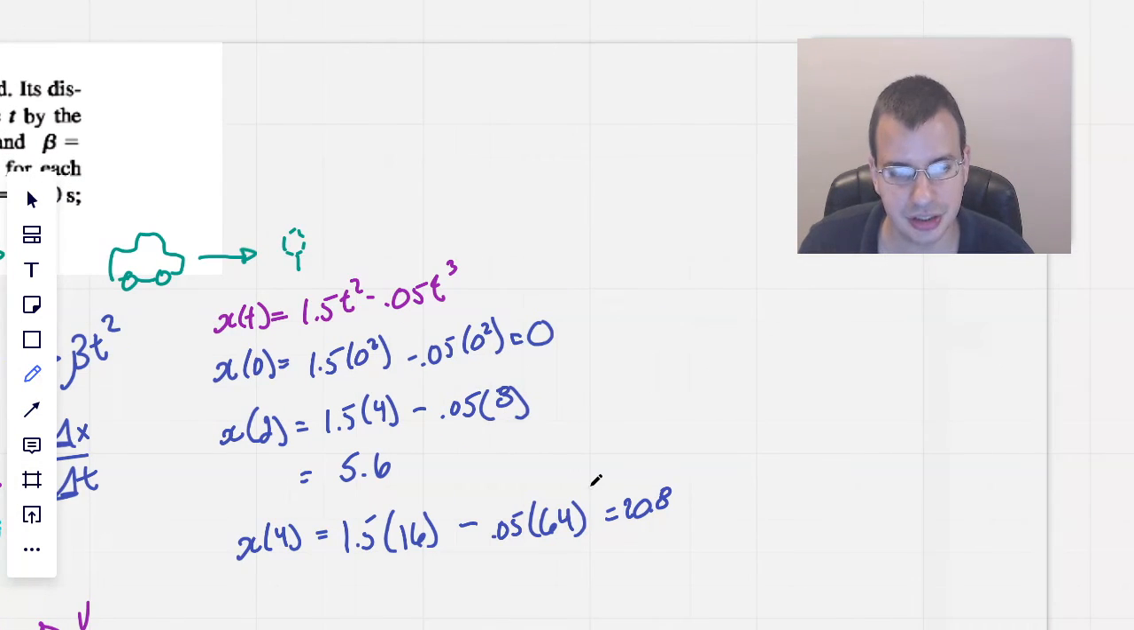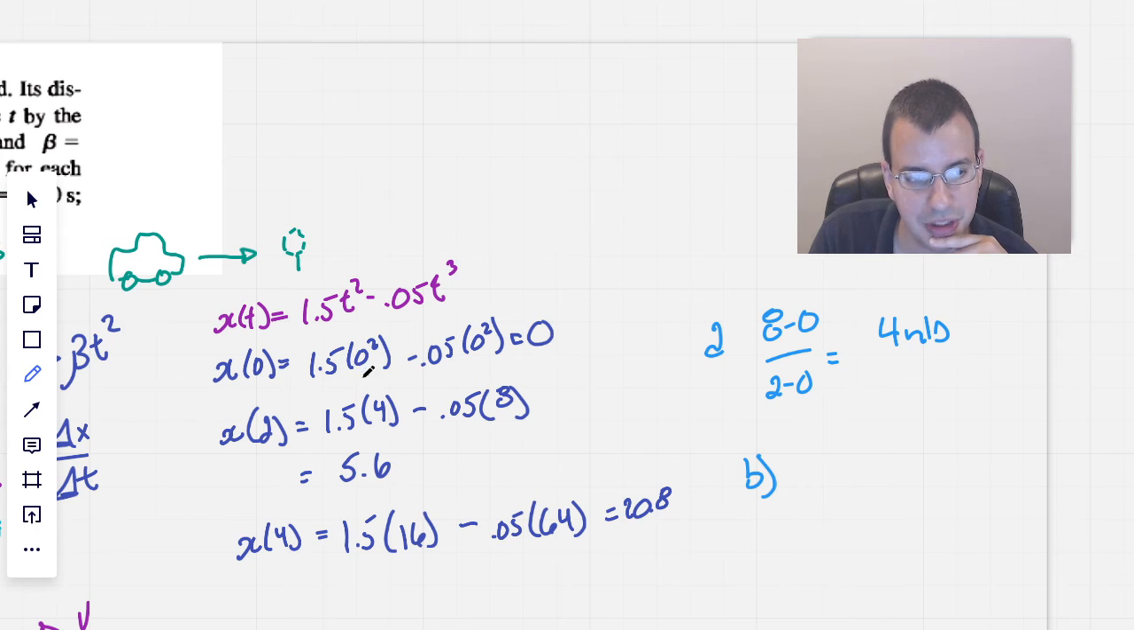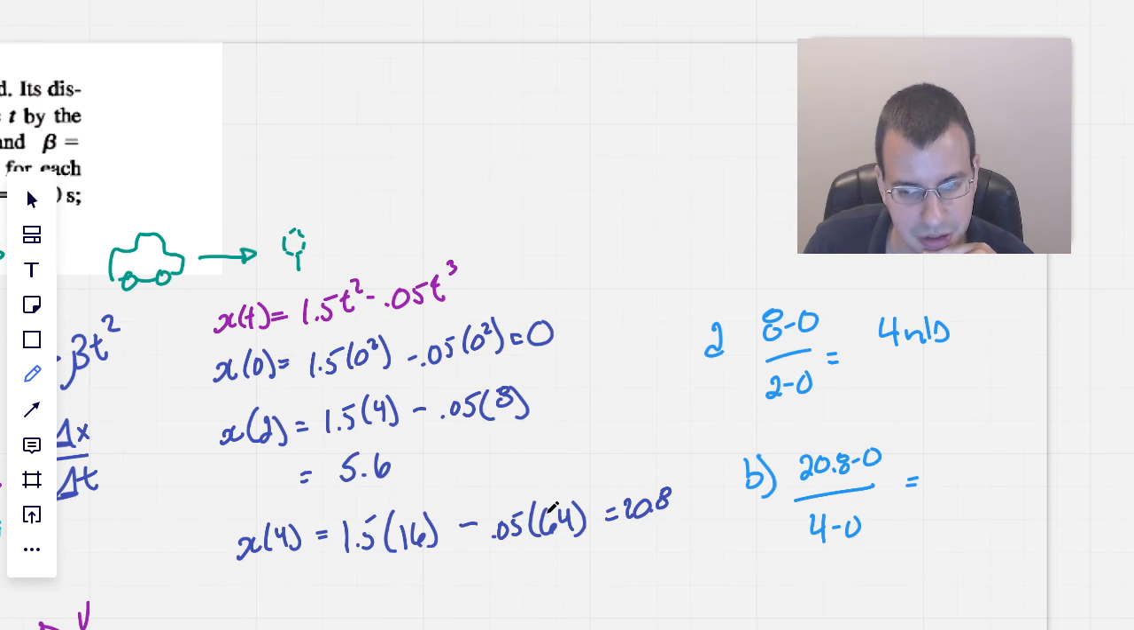To do this, not too bad. A is going to be the average velocity between 0 and 2. So that would be 5.6 minus 0, delta x, over delta t, which is 2 minus 0. So we have 2.8 meters per second. B is between 0 and 4. So we have 20.8 minus 0 all over 4 minus 0, which is 5.2 meters per second.